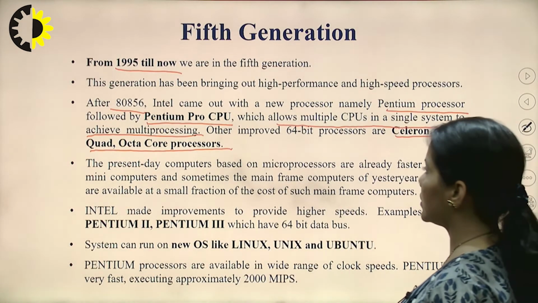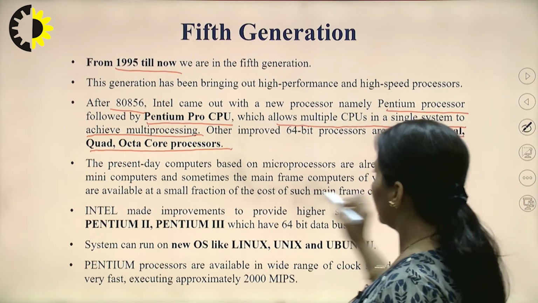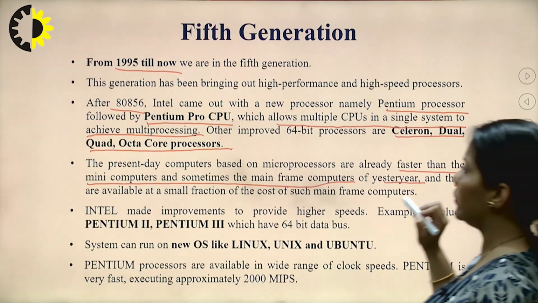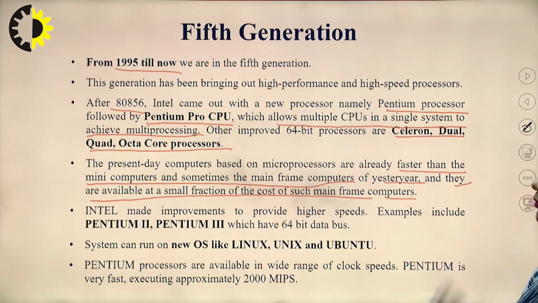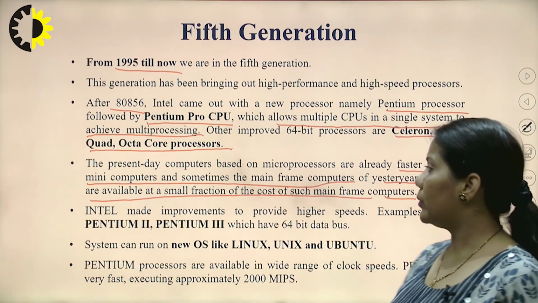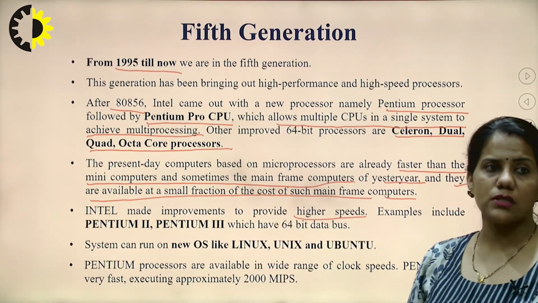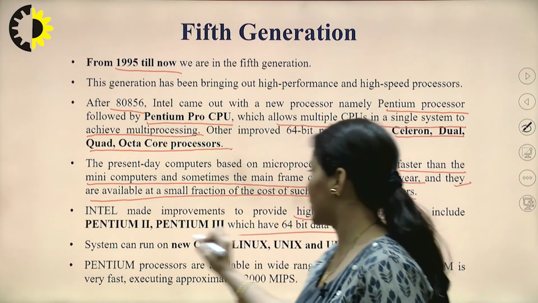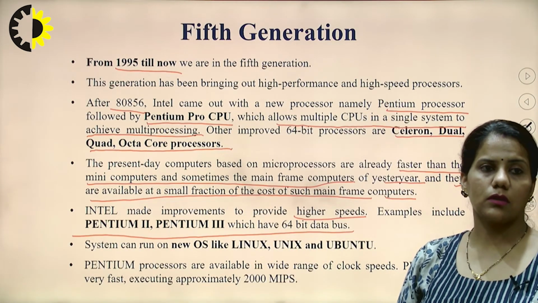The present day computers based on microprocessors are already faster than the minicomputers and sometimes mainframe computers of yesteryear, and they are available at a very small fraction of the cost of such mainframe computers. So, this is yet another feature of the fifth generation. Intel made improvements to provide higher speeds, though the higher speed is another feature. Examples include Pentium 2 and Pentium 3, which have a 64-bit data bus. So, these are being widely used in modern computers.